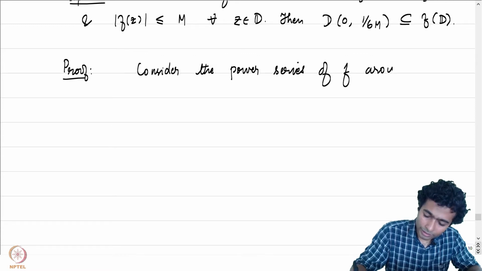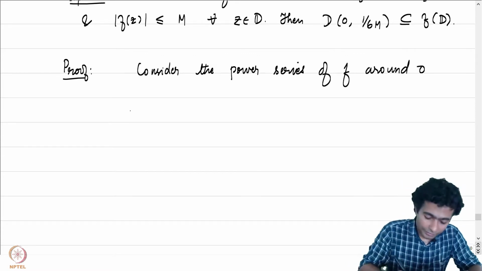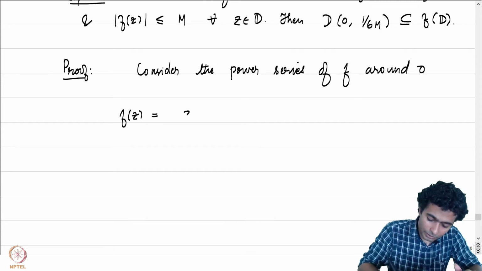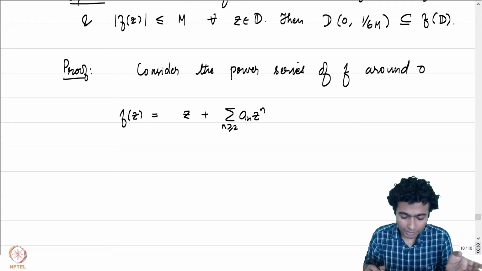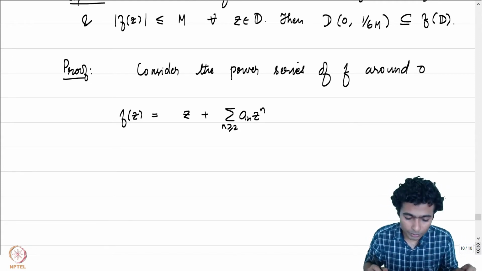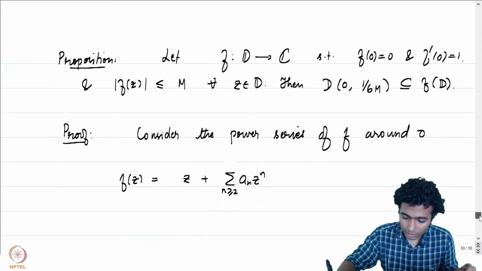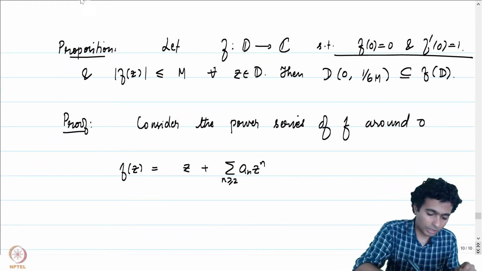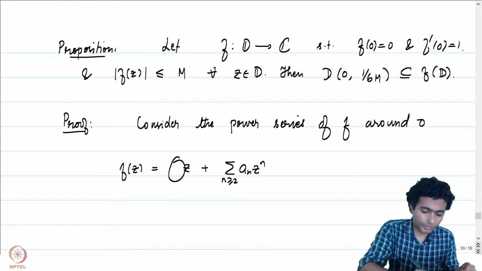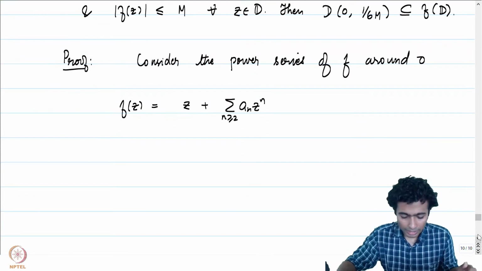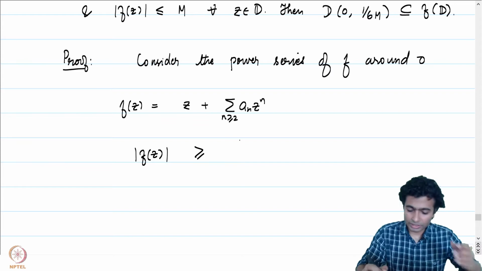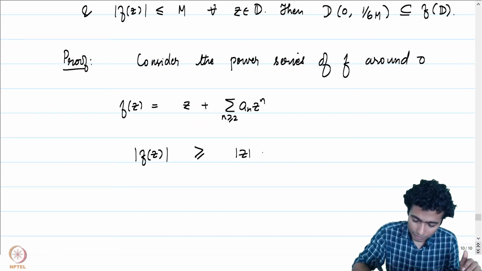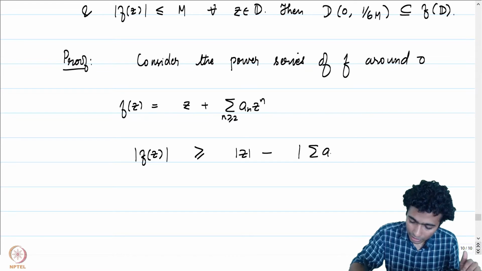f of z will be of the type f of z is equal to z plus higher order terms, a_n z to the power n, n greater than or equal to 2. Notice that f of 0 equal to 0 tells us that the constant term is 0, and f prime of 0 is equal to 1 tells us that the coefficient of z is equal to 1. Those are the conditions in the hypothesis. And therefore, the absolute value of f of z is greater than or equal to the absolute value of z minus the absolute value of the summation a_n z to the power n.